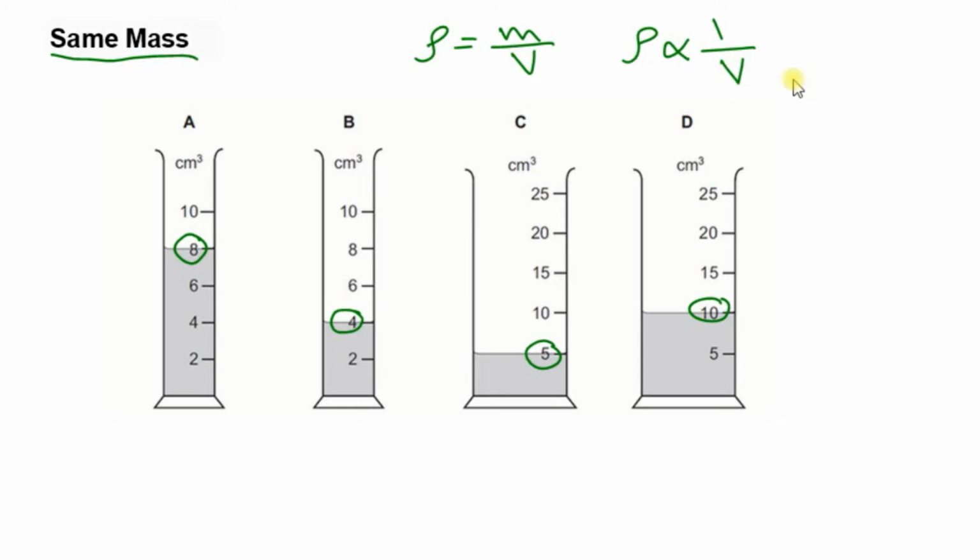So according to the equation, the one with the least volume will have the greatest density, and this makes B the one with the greatest density. On the other hand, the one with the greatest volume, which is D, will have the least density.